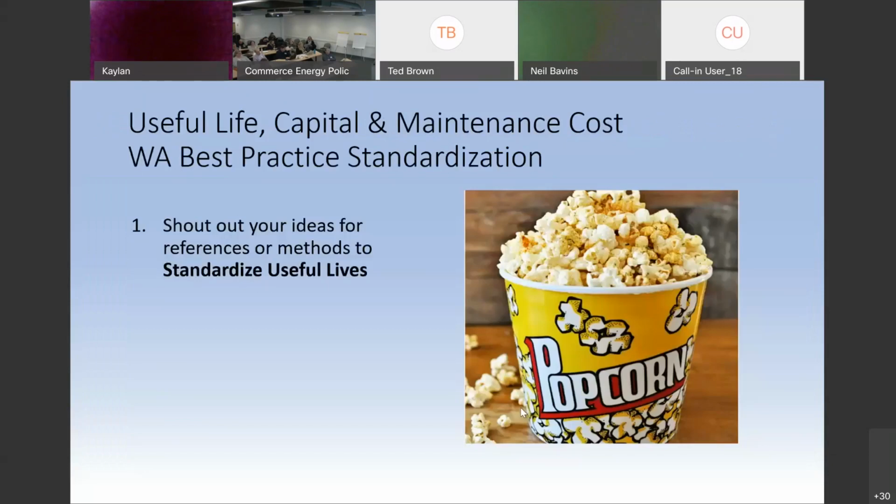So now you guys know how to do popcorn brainstorming, right? This is where you get involved, you just shout something out. It doesn't need to be right, doesn't need to be wrong, but what are some ways, references, or methodologies that we can use to standardize that useful life that we've been talking so much about already? Who's got something? I guess you should turn on your little mic before you shout it out. Nobody's familiar with any list of useful lives?